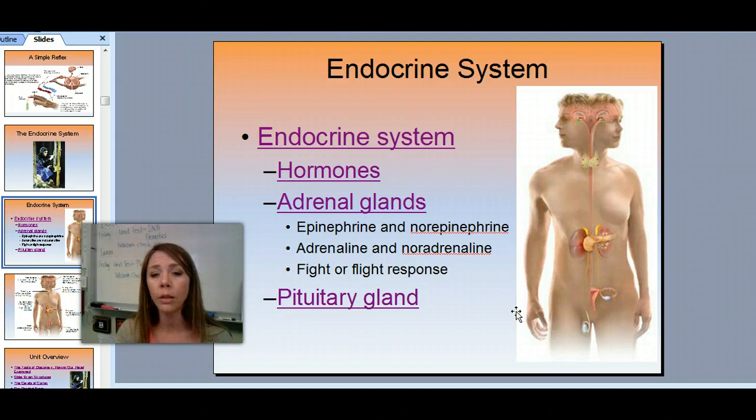But your adrenal glands are responsible for your fight or flight, that quick response: epinephrine, norepinephrine, adrenaline, noradrenaline. They're located right here. A large amount of those are released immediately when they need to be, and those actually travel very quickly. But the rest of them need to build up, and we'll talk about those ones in just a second.